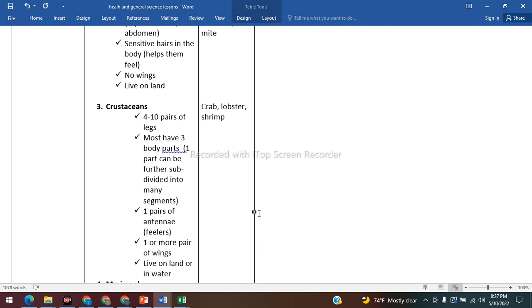Land snail. Univalve. Mollusks, very good. And last but by no means least, drum roll please. Butterfly. Insect. Very good. Alright, so that brings us to the end of general.